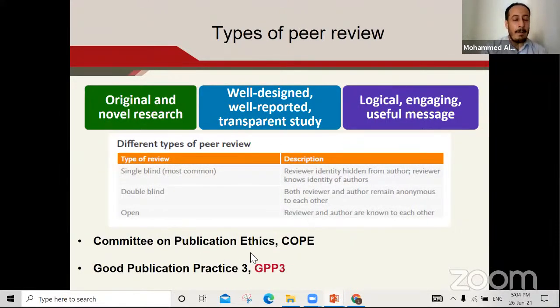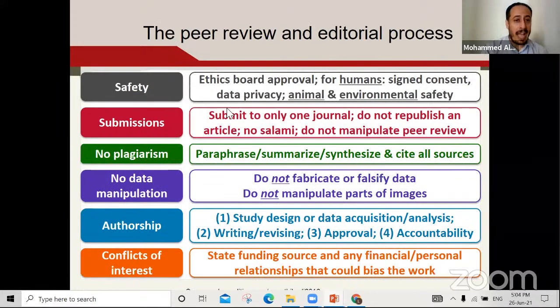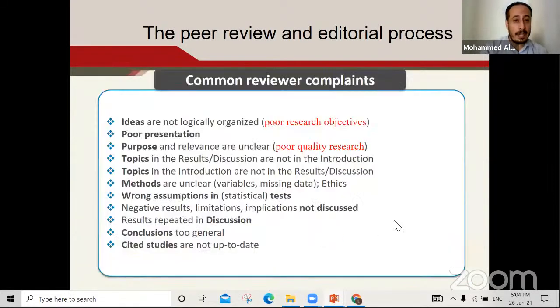Of course, for the editorial process, we have different guidelines like COPE, I'll show you later on, and GPP for the process. I think, remember, you should have ethical approval. Usually we focus during the editorial process on all those aspects: the ethics, the plagiarism, fabrication, manipulation. We have tools for all those things. Authorship, conflict of interest.